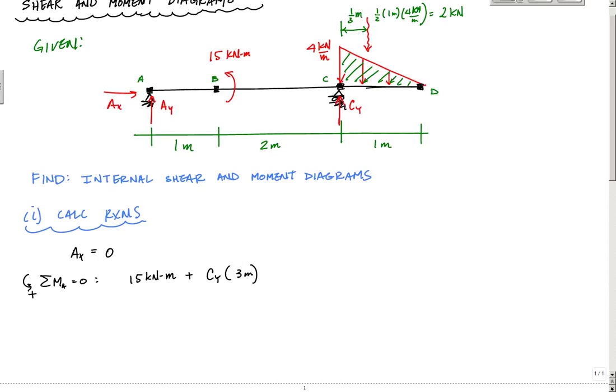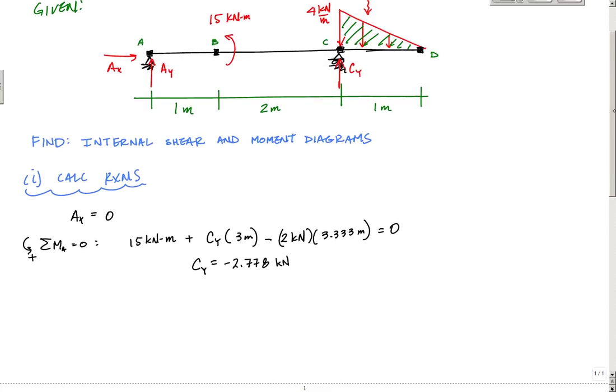So when I go back to my equilibrium equation, this would be minus 2 kilonewtons, the resultant, times the arm from point A, which would be 3.333 meters, and this is going to be equal to 0. Have one equation, one unknown. I punch it into my calculator, and I should get minus 2.778 kilonewtons. That negative sign just means that the Cy, the way that I've drawn it, is actually opposite. But we're just going to be consistent here in terms of how we do things.